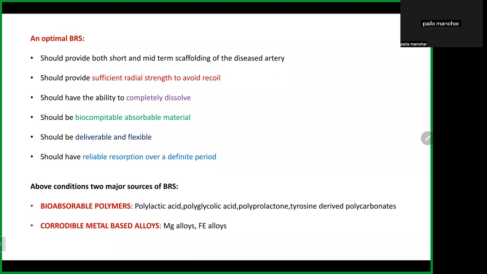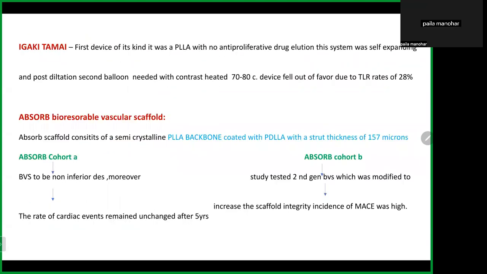So the scaffolds, the generations, the story so far: Igaki-Tamai, the first device of its kind, was a polylactic acid scaffold with no anti-proliferative drug. This system was self-expanding, and it was delivered with post-dilation, using a second balloon. The balloon was dilated with contrast heated up to 70 to 80 degrees Celsius, but this was abandoned because of the heated contrast.